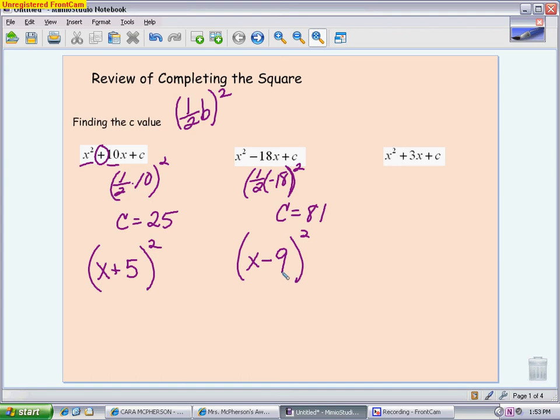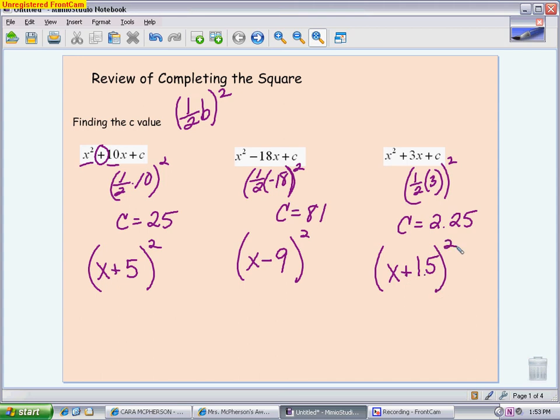And then the last one, this one's just showing you that it doesn't have to be an integer. I'm going to take half of 3 and square it. So half of 3 is 1.5. Take 1.5 and square it. You don't have to be able to do that in your head. You can definitely use a calculator if you need to. You get a C value of 2.25. So C does not have to be a whole number. And then my binomial would be x plus 1.5 squared.